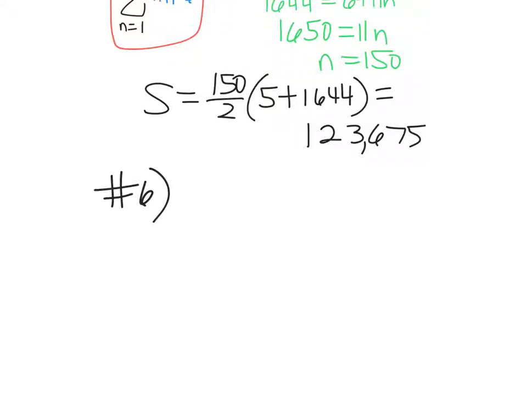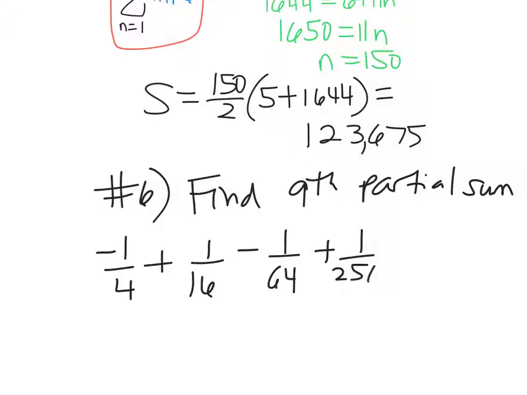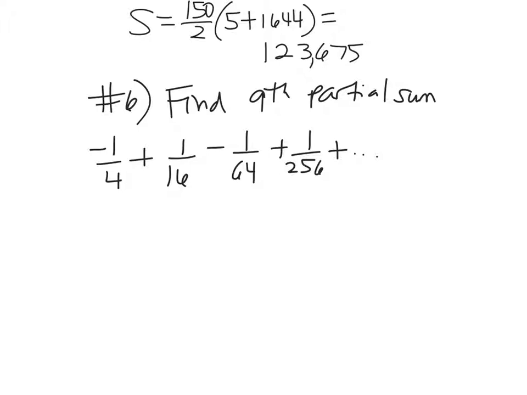All right, it says to find the 9th partial sum. Let me tell you what that means. Suppose we have negative 1/4 plus 1/16 minus 1 over 64 plus 1 over 256 plus dot, dot, dot. And they want us to find the sum of the first 9 numbers. This is an infinite series here, but they want us to stop at 9.